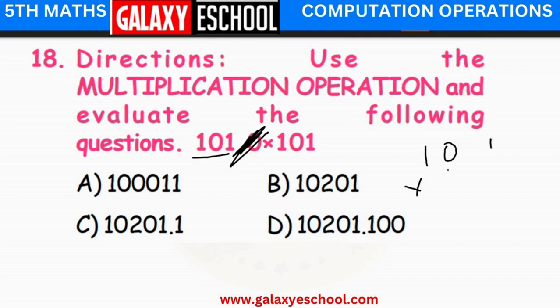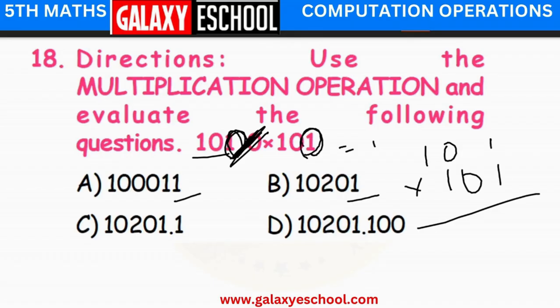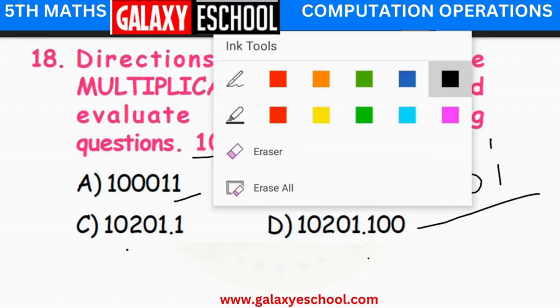So 101 into 101. Now as I said, first let us see by multiplying the units digits. 1 1s are 1. If you look at the options, option A and option B both have 1 in the units place. So we need to solve this. We cannot directly mark the correct answer. Why not option C and option D?